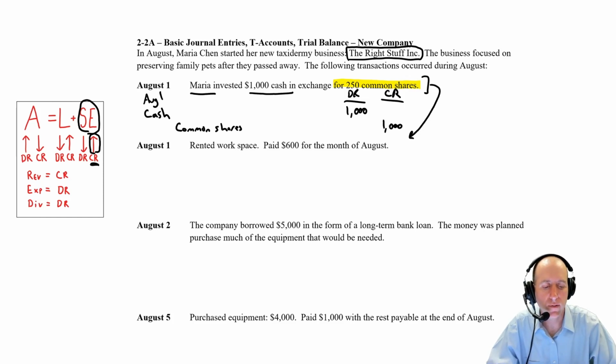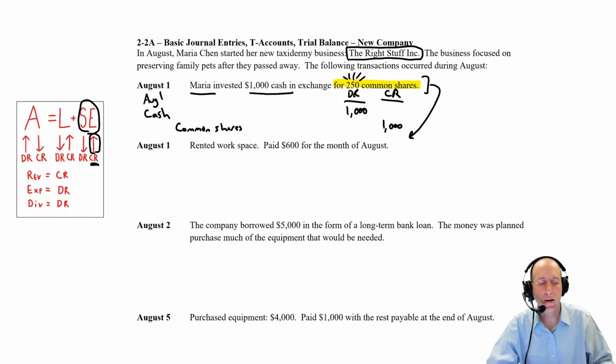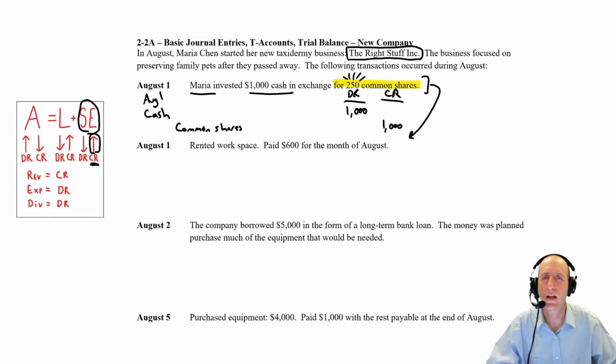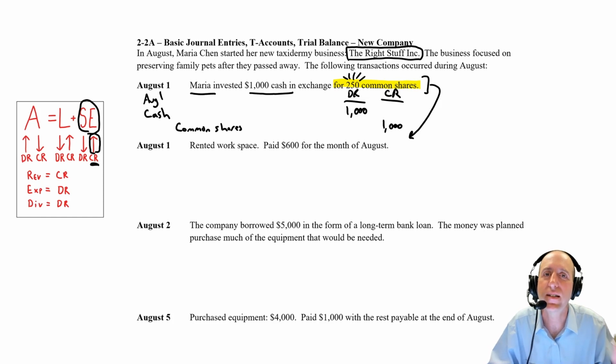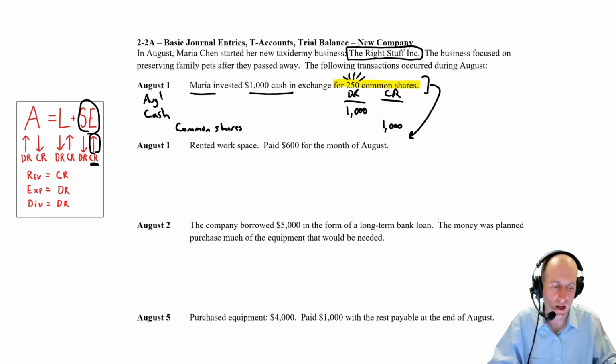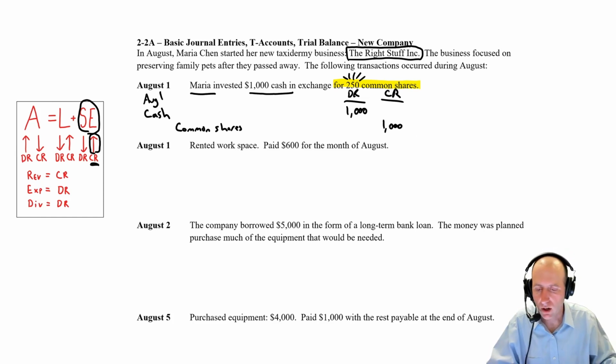One other question I frequently get here is this number, this 250. Why haven't I written 250 anywhere in here? And the reason is journal entries are all about the dollar amounts. So again, if I bought 4 cars for $10,000 each, I would go debit car 40,000. I wouldn't go debit car 4, right? because there's 4 cars. Well, here there's 250 common shares. The number of shares doesn't matter. It's the dollar value that's being exchanged. So there we have it. August 1st in the bag.